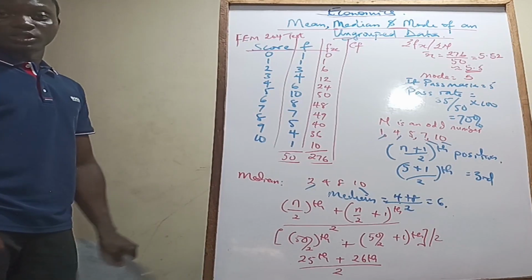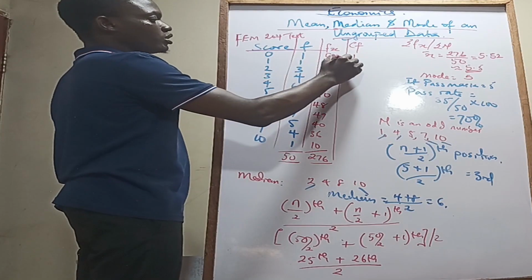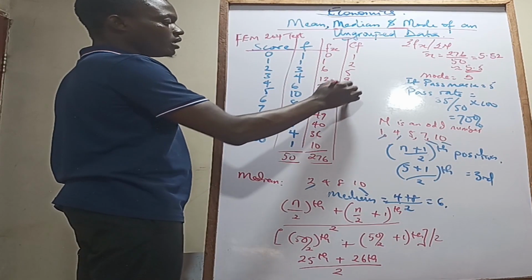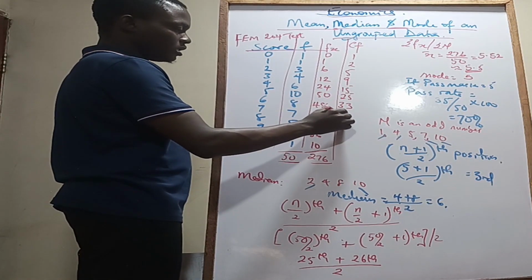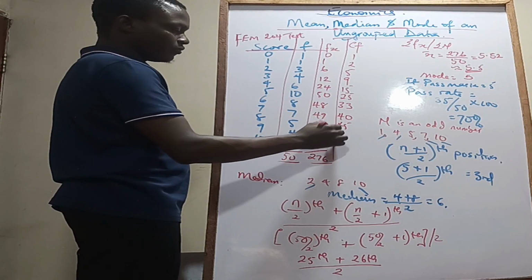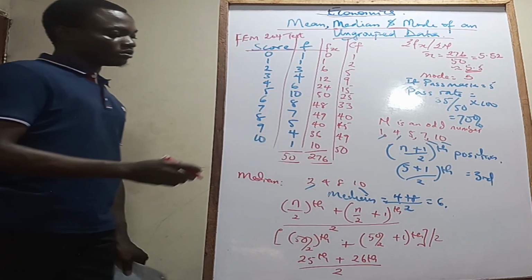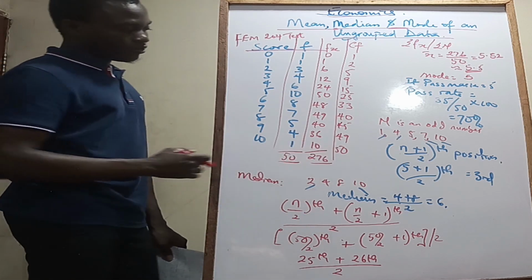We've done cumulative, we drew the ogive, right? So this is 1. 1 plus 1 is 2. 3 plus 2 is 5. 4 plus 5 is 9. 9 plus 6 is 15. 25, 33, 40, 45, 49, and 50. So I told you that a way to know if your CF is correct, the last number in your CF must be equal to the sum of your frequency.